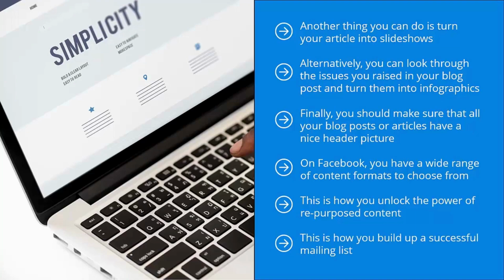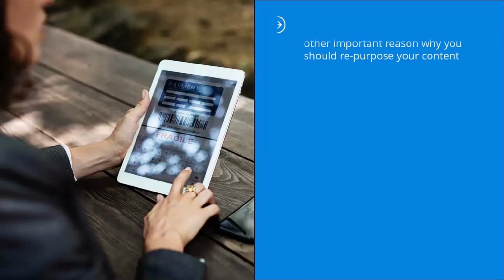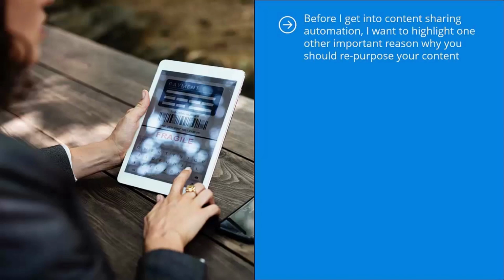This is how you build up a successful mailing list. This is how you create a solid brand on social media. Start with powerful content, but create different versions and spread it on many different social media platforms. Use automatic content sharing. Before I get into content sharing automation, I want to highlight one other important reason why you should repurpose your content.